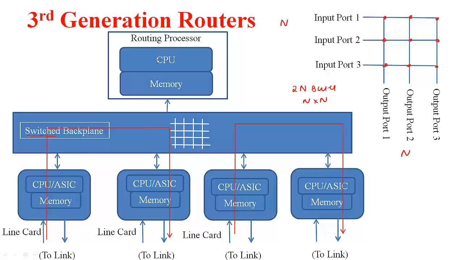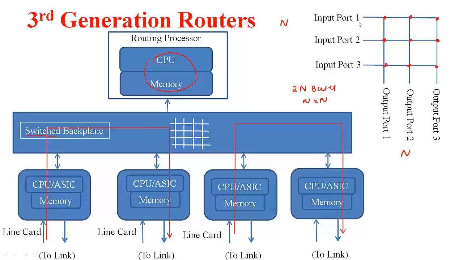In second generation, the parallelism was in the hardware, where you replicated the CPU memory functionality in each of the line cards. In the third generation, apart from this, you are replicating the buses. So in this case, as shown, multiple transfers are possible.